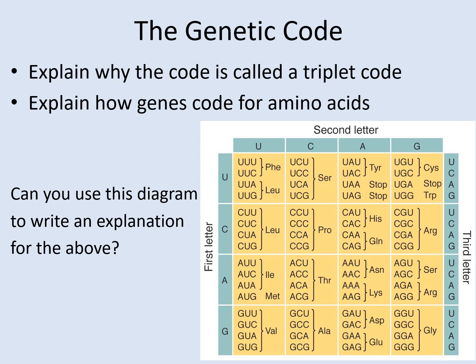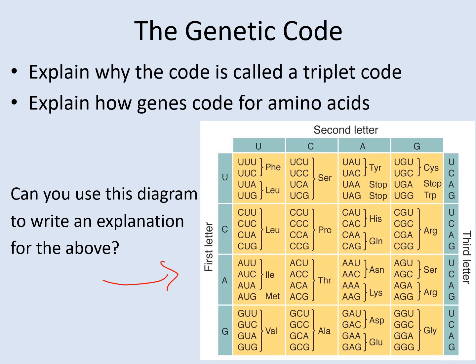Okay, next, can you please grab a mini whiteboard and have a go at these couple of questions. So why is the code called a triplet code, and explain how genes code for amino acids. And you might want to use this diagram here just to help you a little bit. So pause the video. Okay, let's have a look at the answers then.